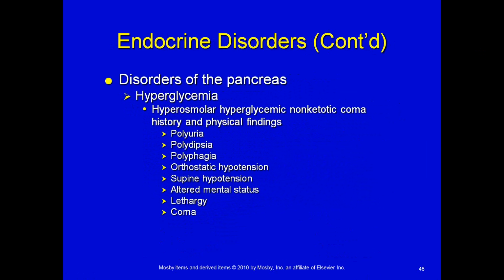Physical findings in somebody with high blood sugars, whether it be HHNC or diabetic ketoacidosis, is they get the polys. They get polyuria, they pee a lot, they get polydipsia, they're thirsty, constantly thirsty, polyphagia, they're constantly eating and hungry.